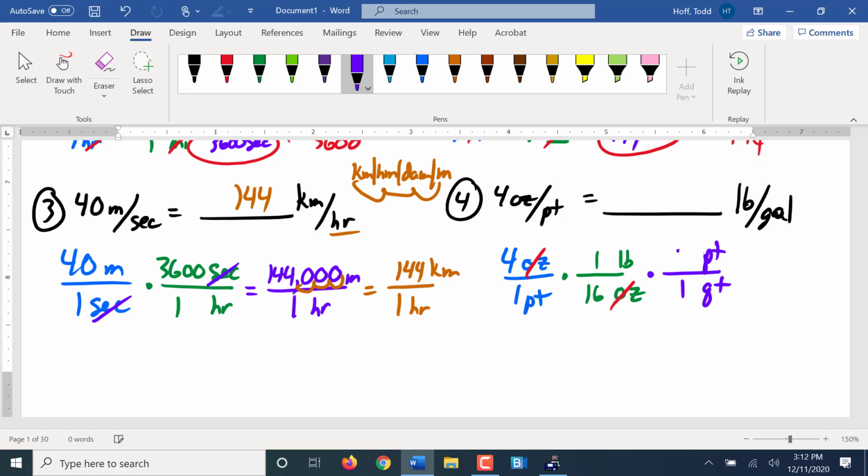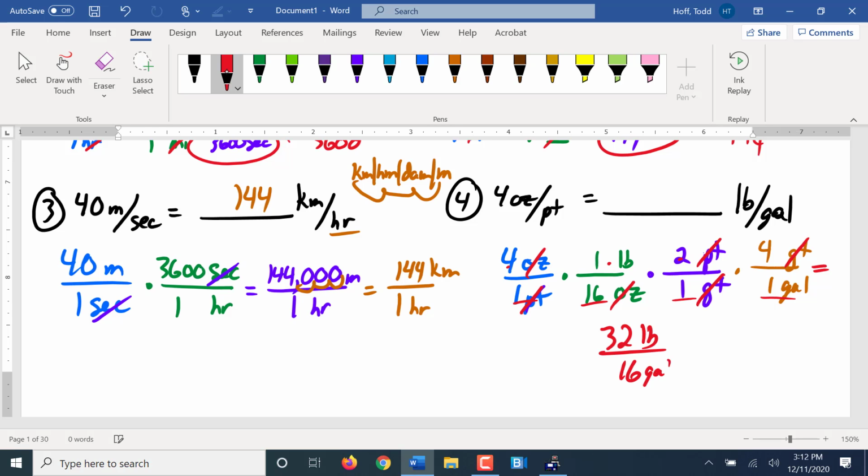Technically, we should go to quarts. 1 quart is 2 pints. Close. Quarts on top. 4 quarts is 1 gallon. So it's 8 pints in a gallon. So on top here, we've got 4 times 1 pound times 2 times 4 is 32 pounds. On bottom, 1 times 16 times 1 times 1 gallon is 16 gallons. So that is 2 pounds per gallon. Any questions there?